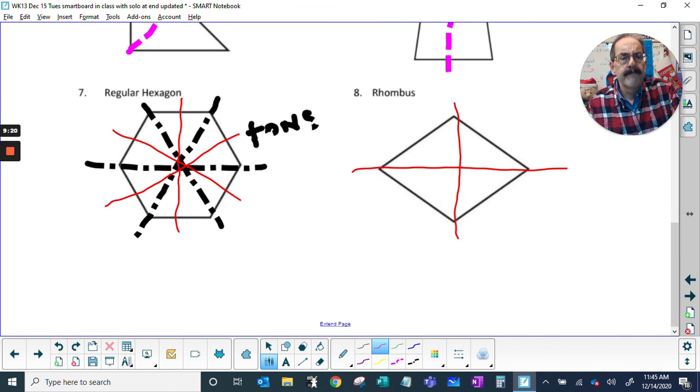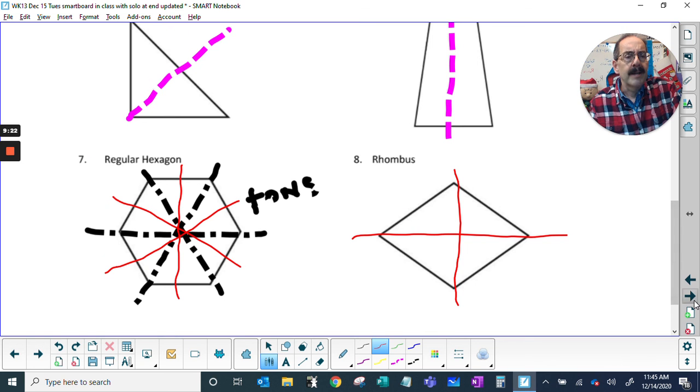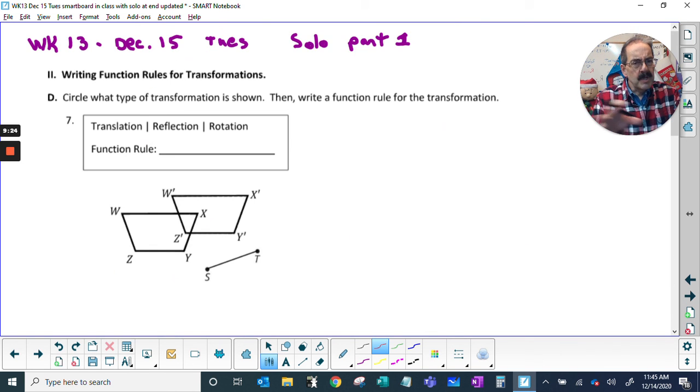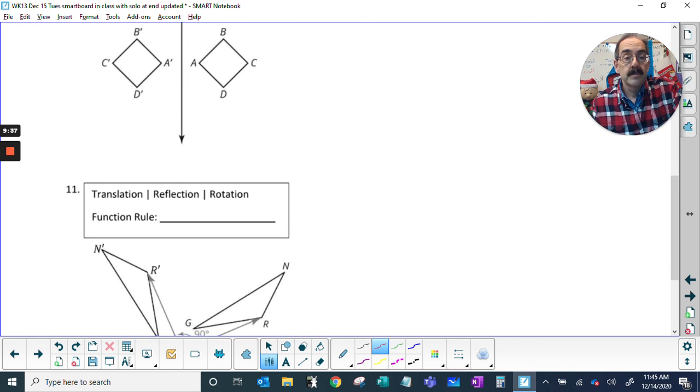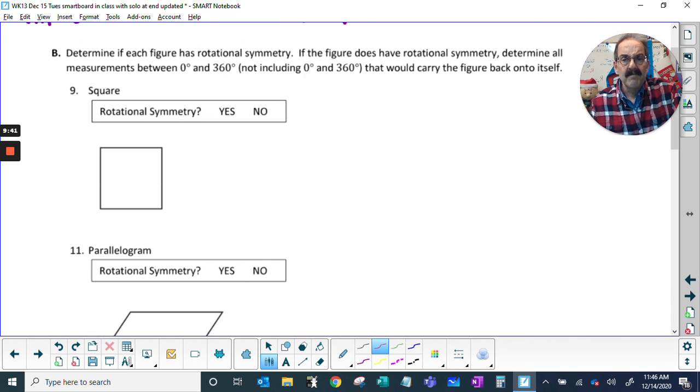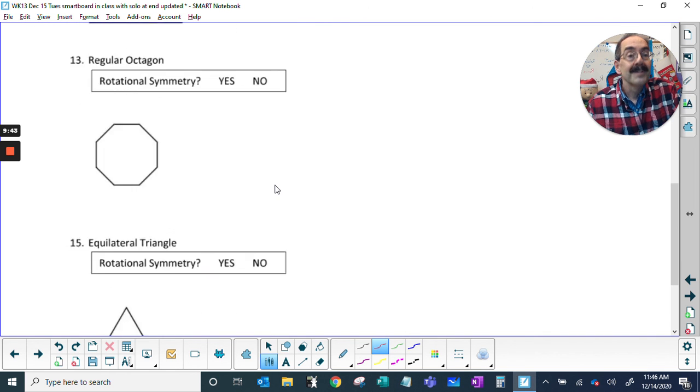All right. Let's go try our practice. So that's what we're talking about today. In our practice, we want to make sure that we remember the rules for translate, reflect, and rotate. There's only 3 of those. And then this idea of symmetry, and there's 3 of those. We'll see you shortly.